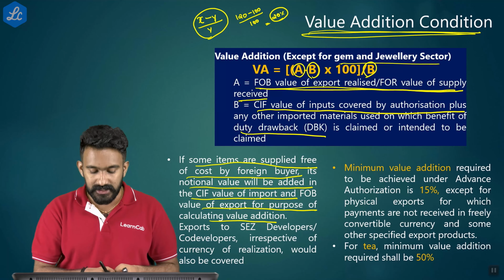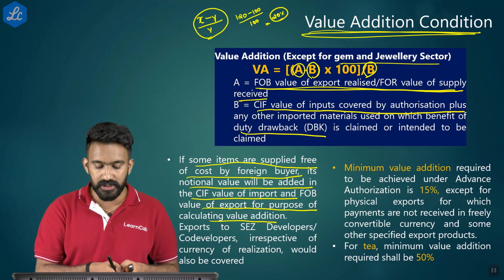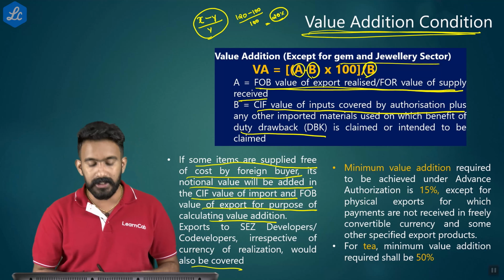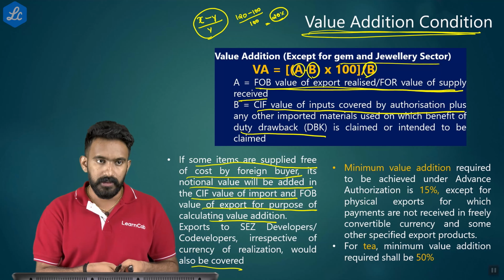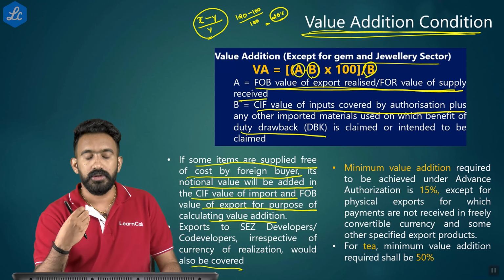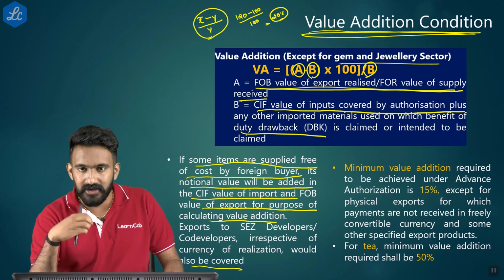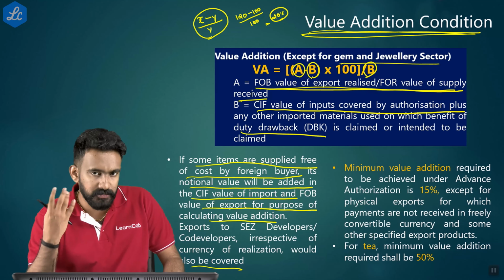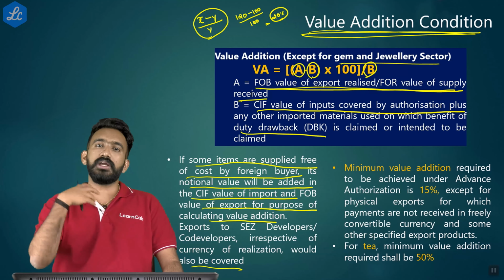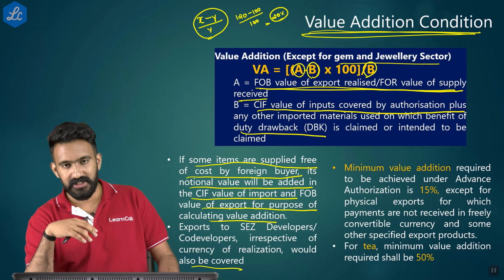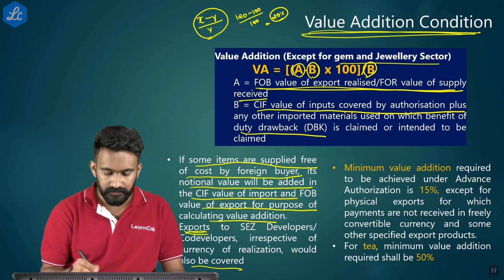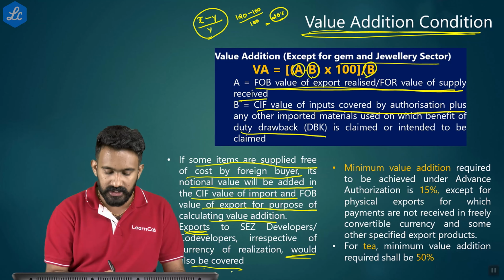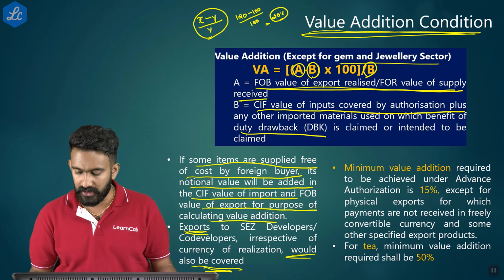Now export to SEZ developers, co-developers, irrespective of the currency of realization, would also be covered. So in case of SEZ developers and all that, there are certain cases where RBI has come up and said that even if you are getting Indian rupee, like your deemed exports, it will be deemed to be in freely convertible currencies. So those cases are as good as your export. So that also would be covered inside this FOB value of export realized.